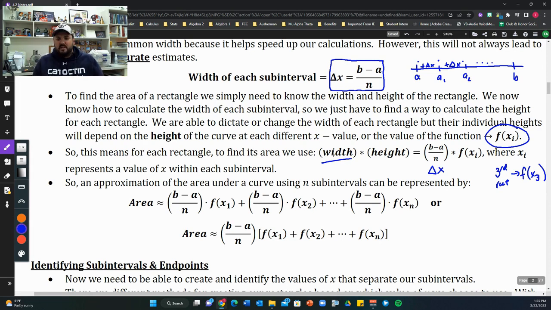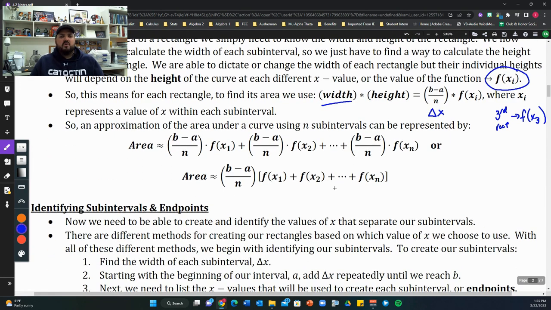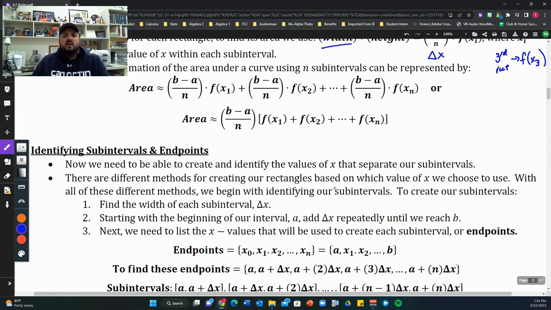That's the notation and how we go about this. So once I put all of that together, I have a pretty efficient, repeatable way to calculate the area for all of these rectangles. For the first rectangle, I would take its width, (b minus a) over n, multiplied by the first height, so the value of the function at x sub 1. Then for the second rectangle, I take the width, which is the same thing, (b minus a) over n, times the second value of the function, or the second height. So if you notice, we're just going to repeat this process until we get to the very last one.